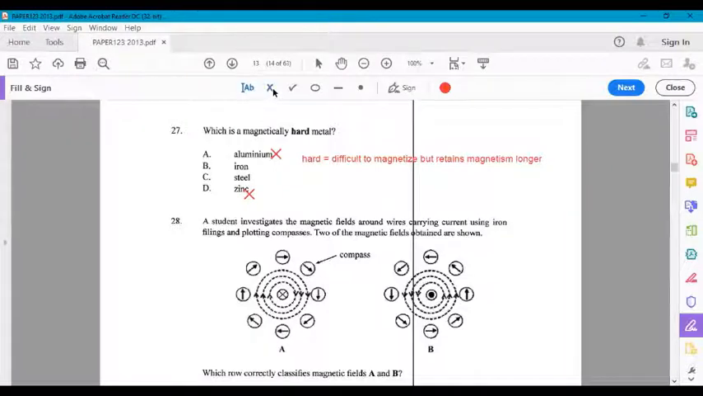Okay, our soft magnetic material is iron. That's what we use to make electromagnets. We know we want to be able to turn them off and on very easily. So that one is out. Our hard magnetic material is steel. Okay, where do we use those? Motors. We would use hard magnetic materials for motors because we want them to stay magnetized so they can continue producing motion.